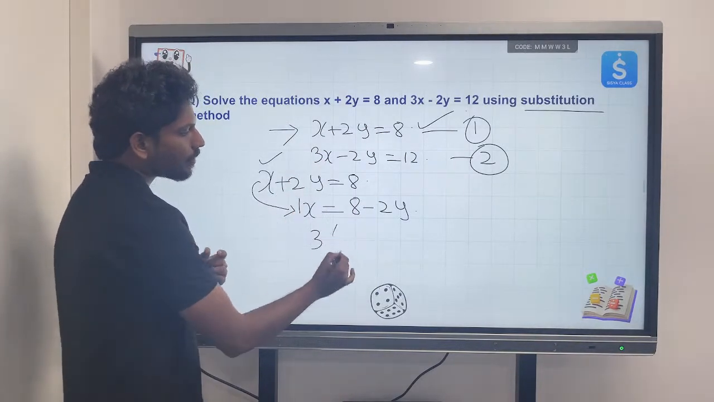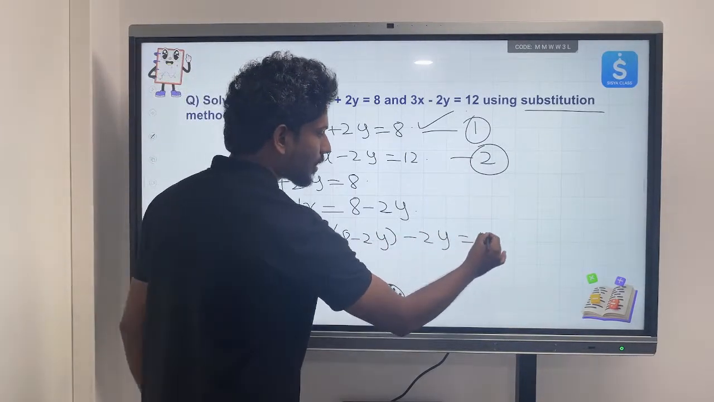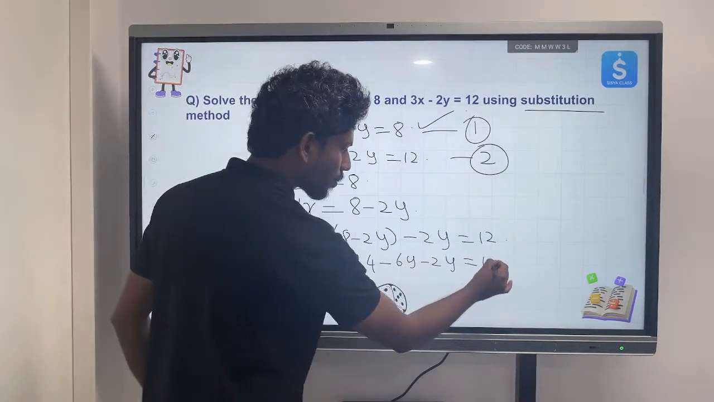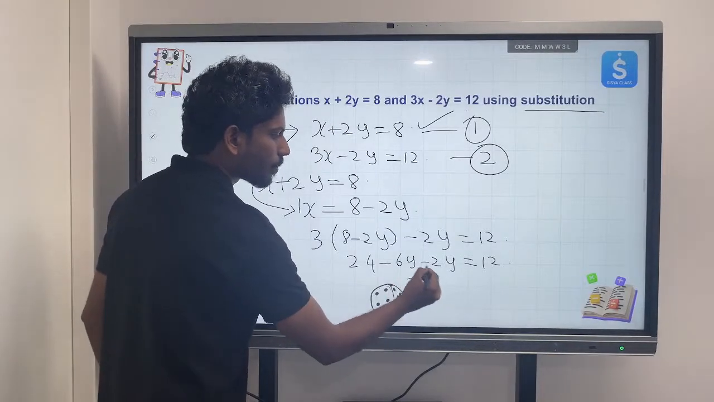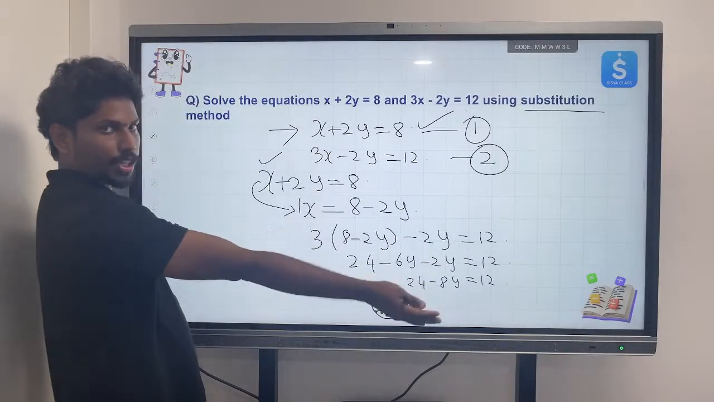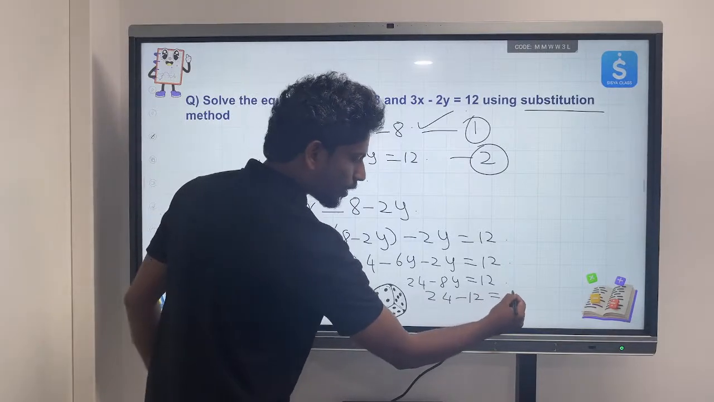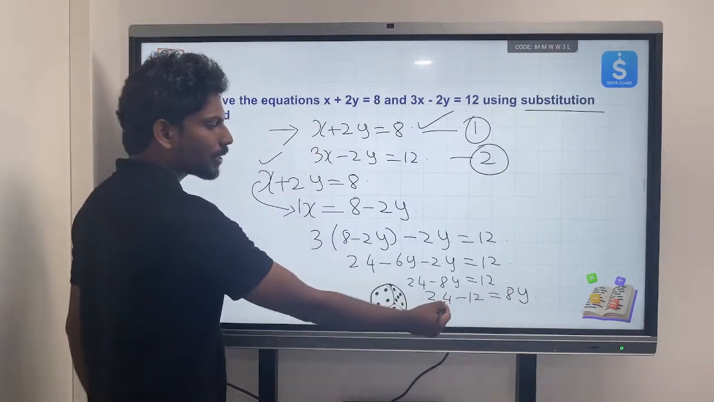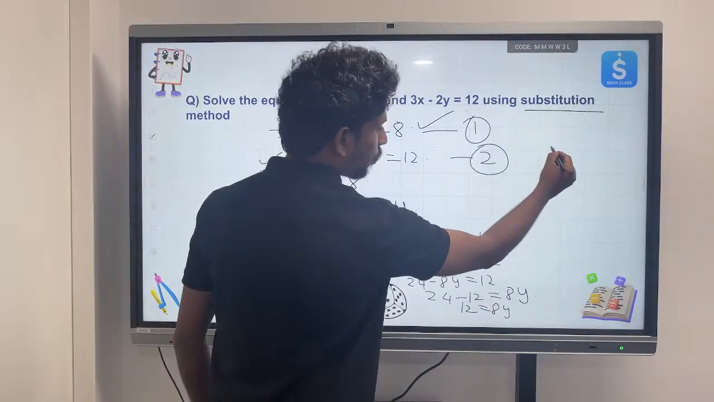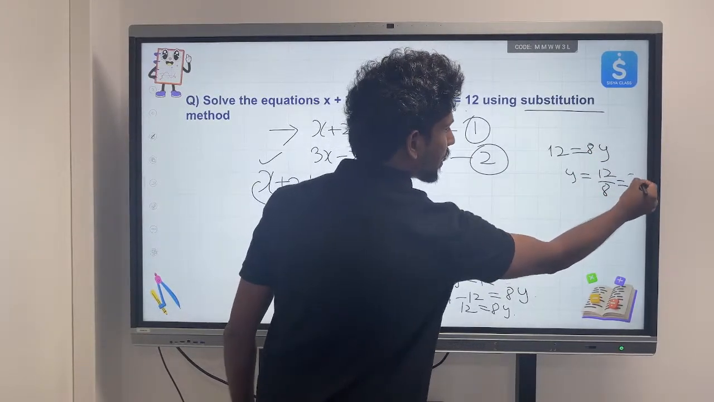So 3, what is the value of x we got? 8 minus 2y, is equal to 12. So we have 24 minus 6y minus 2y equals 12, right? Now we just need to swap the constants. 24 minus 12 is equal to 8y. What is 24 minus 12? That is 12, equal to 8y. So from here I can write 12 equals 8y. So the value of y is 12 by 8, which is 3 by 4.